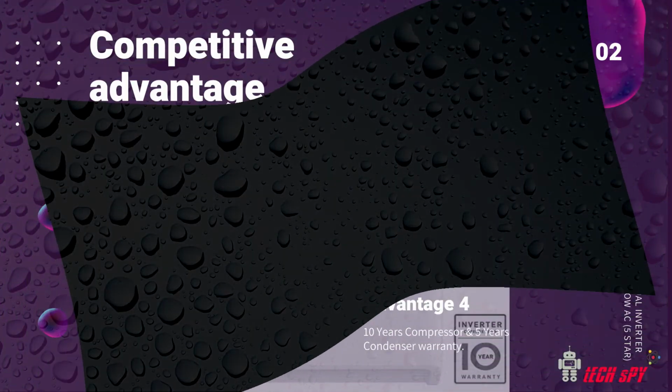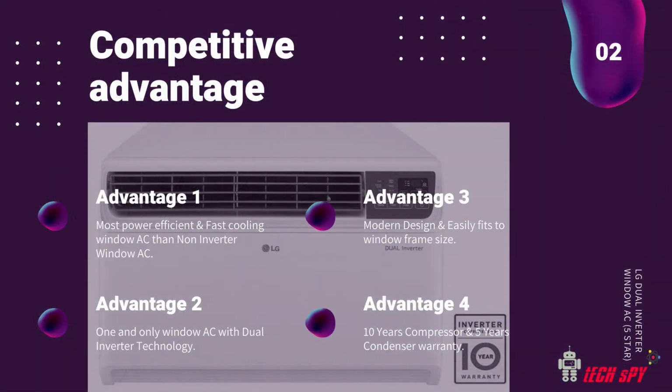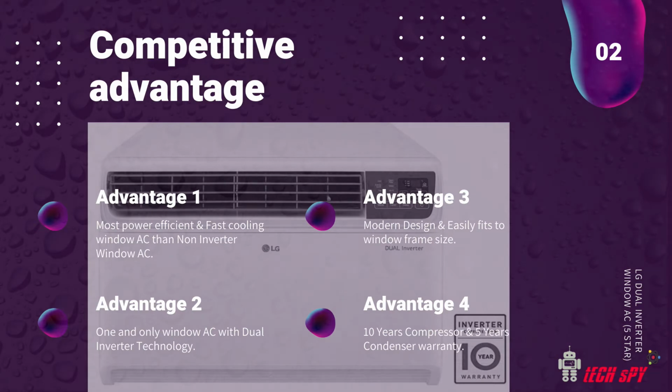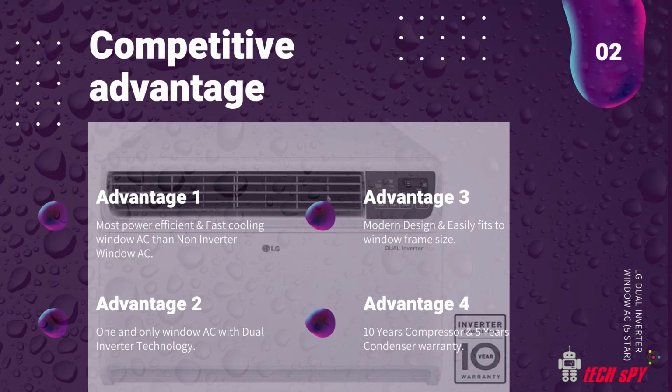So let's talk about the competitive edge of this product. The first advantage is the most power efficient and fast cooling window AC compared to a non-inverter window AC. Second advantage is that it is one of the only window ACs with dual inverter technology. Third advantage, modern design that easily fits the window frame size. Advantage number 4, but not the least, 10 years compressor warranty with 5 years condenser warranty.